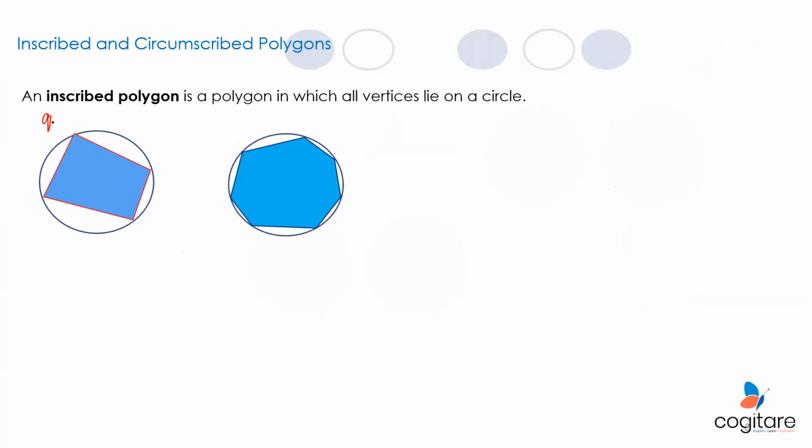So here in figure 1, we have a quadrilateral whose vertices lie on the same circle. All the vertices lie on the same circle. And out here we have 1, 2, 3, 4, 5, 6, 7. This is a septagon whose vertices lie on a circle. So these two are called inscribed polygons.